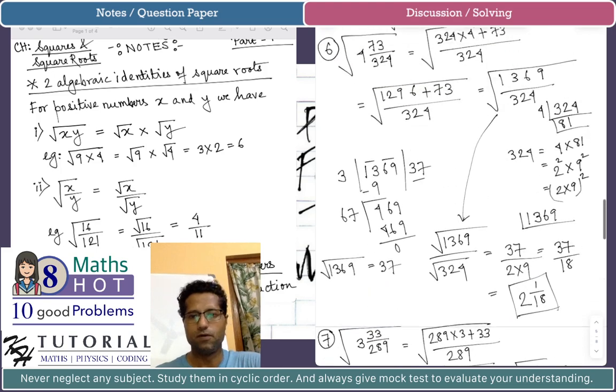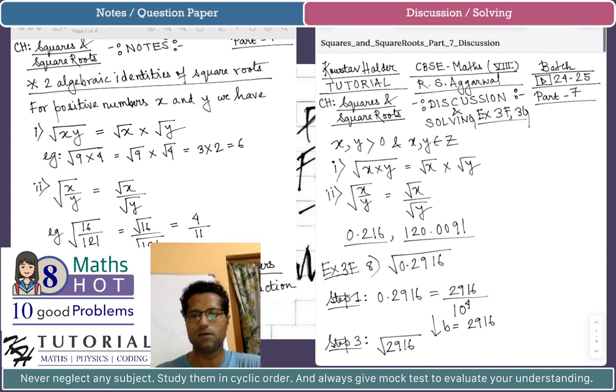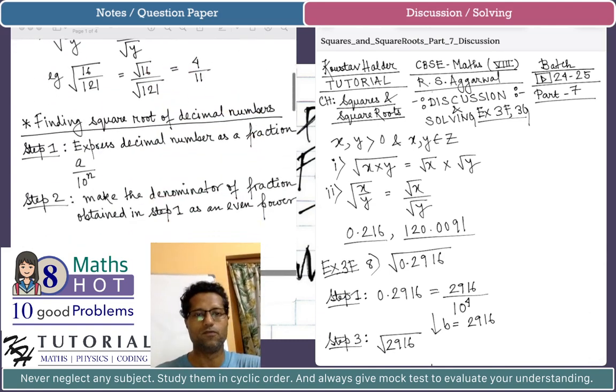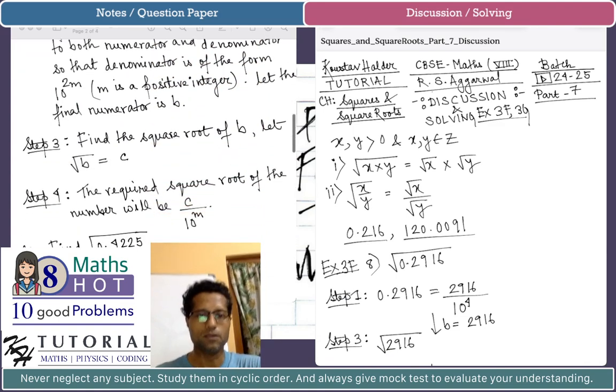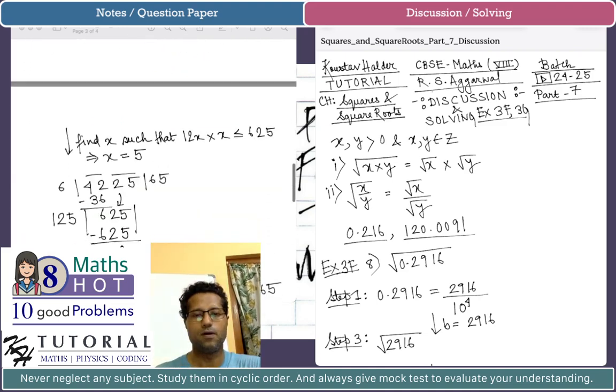I hope this video was beneficial. You got an idea of how to find the square root of decimals using the long division method and the 4 steps that I have mentioned in the notes, and also how to find the square root of a fraction.